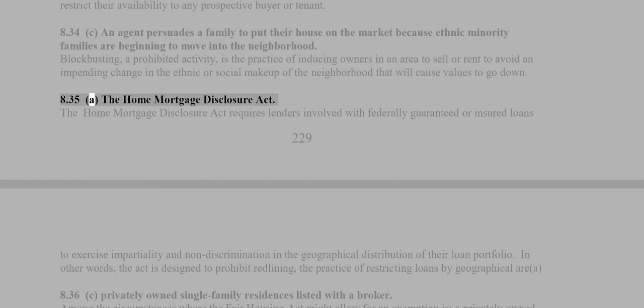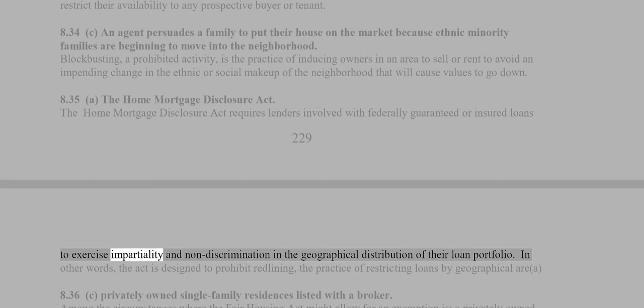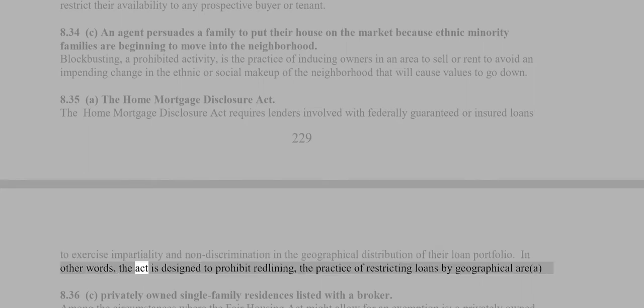8.35 a. The Home Mortgage Disclosure Act. The Home Mortgage Disclosure Act requires lenders involved with federally guaranteed or insured loans to exercise impartiality and non-discrimination in the geographical distribution of their loan portfolio. In other words, the Act is designed to prohibit redlining, the practice of restricting loans by geographical area.